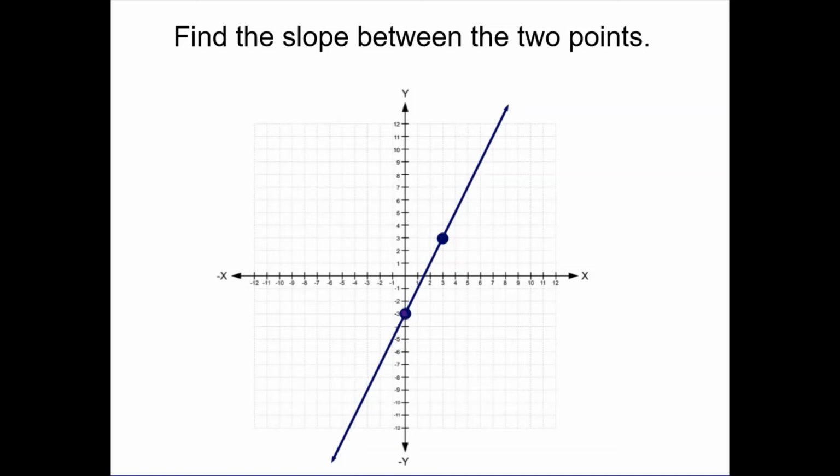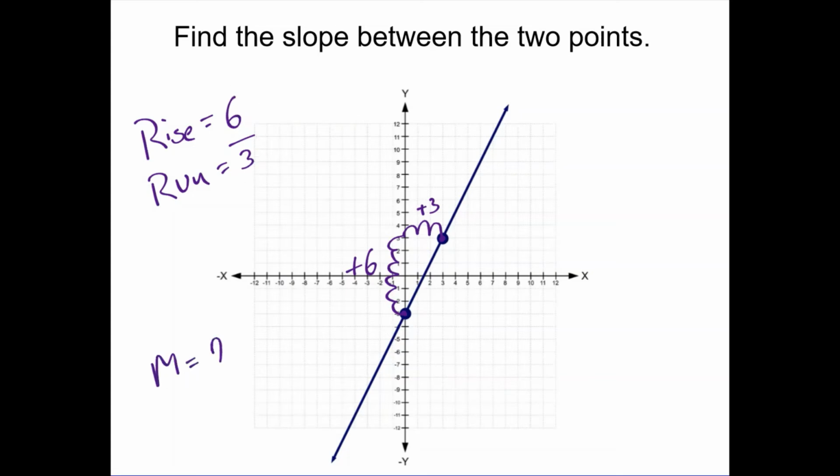But I'm going to take this and count my rise to that point, up 1, 2, 3, 4, 5, 6. So my rise is +6. And then from that spot over 1, 2, 3, my run is a +3. So my rise over run, that fraction simplifies to just 2. So my slope there is really just 2. This represents that I'm going up 2 and over 1 each time.